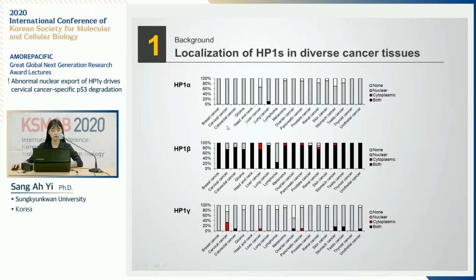So firstly, we analyzed the expression patterns of HP1 alpha, beta, and gamma in diverse cancer tissues using the public data in Human Protein Atlas. And we found that HP1 gamma was abnormally localized in the cytoplasmic region in many cases of cervical cancer.